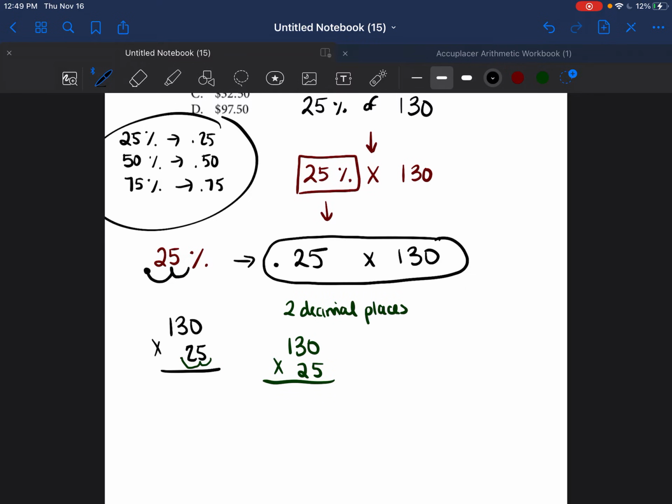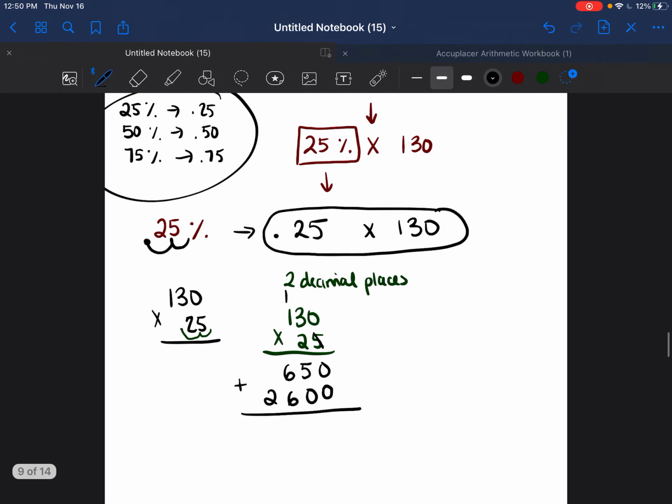So I have 130 times 25. 0 times 5 is 0. 3 times 5 is 15. Carry the 1. 1 times 5 is 5, plus 1 is 6. Cross off the 5. Make the 0 below. 2 times 0 is 0. 3 times 2 is 6, and 2 times 1 is 2. And now we're going to go ahead and add these 2 rows. 0 plus 0 is 0. 5 plus 0 is 5.